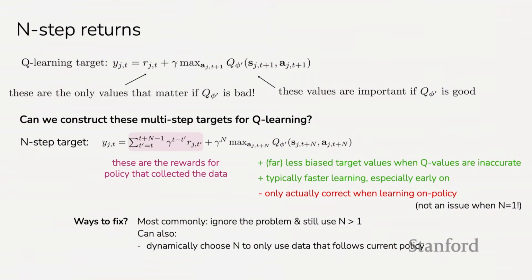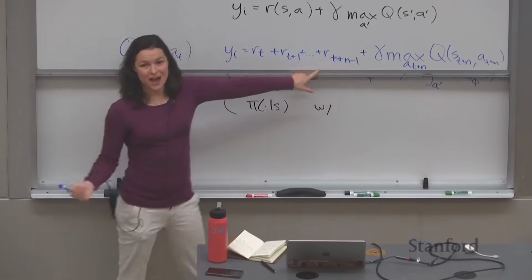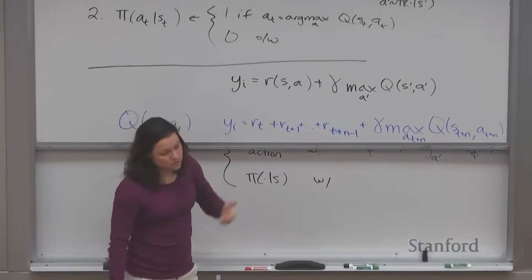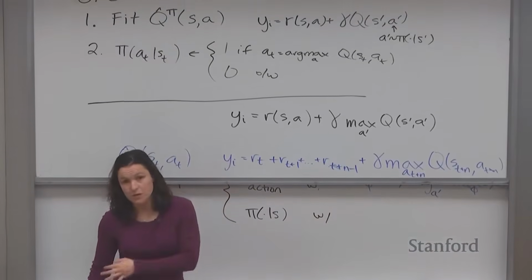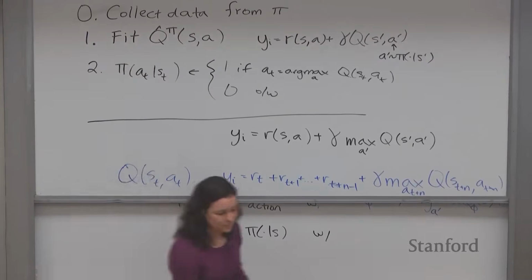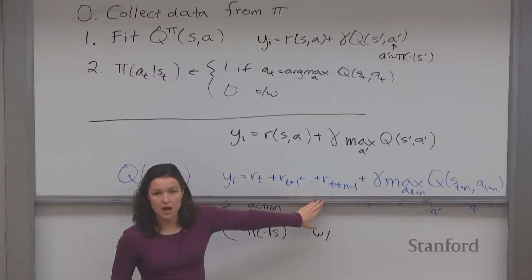You could dynamically choose n and only use data that follows the current policy. Basically looking at what actions were taken and seeing if those actions actually agree with the maximal Q value. You could also, in principle, dynamically choose n and have n be smaller later in training, where your Q values are likely to be more accurate. Now, for this particular choosing of n, you really would want to do this only if the action space is small and the data is mostly on policy. And you can also do importance sampling as well, and weight these rewards by some importance.